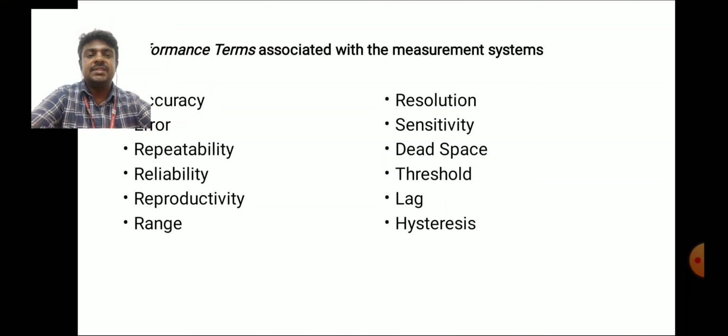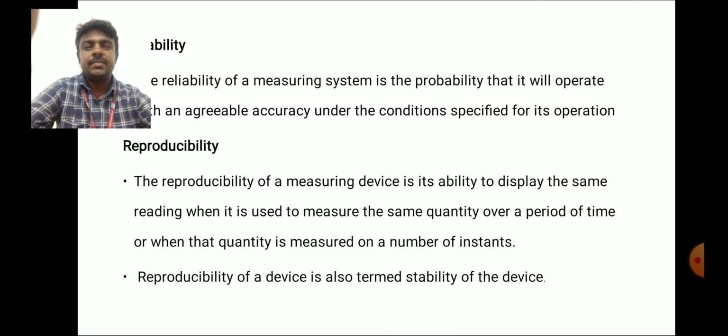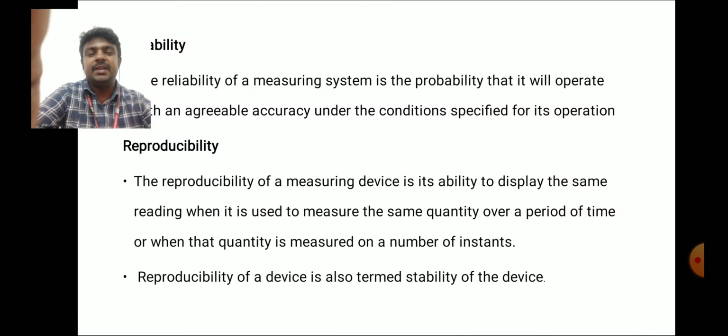Next one is repeatability. The repeatability of an instrument is its ability to display the same reading over a long period as its sensor element is fed with the same signal. With the same input, it has to be the same output even for a long time. And next one is reliability. The reliability of a measuring system is the probability that it will operate with an agreeable accuracy under the conditions specified for its operation.